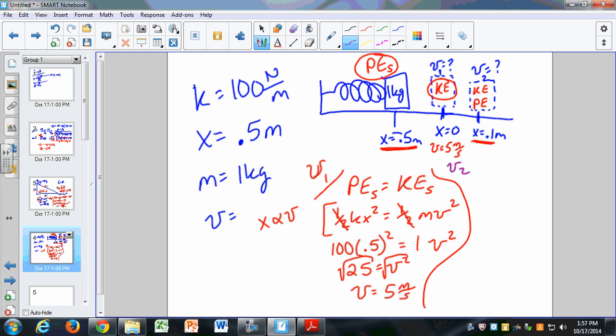Now to find v2, this is one of those where you have to account for kinetic and potential. So I say potential energy of the spring, that's this potential energy, is equal to kinetic energy plus potential energy. That's looking at this third scenario. So that's 1/2 kx1 squared is equal to 1/2 mv squared plus 1/2 kx2 squared, where this is going to be x2.